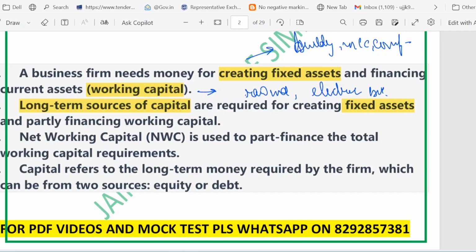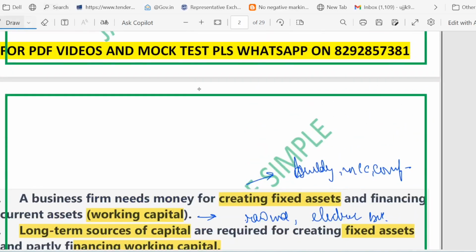What is a long-term source of capital? It means those sources of capital which are longer term, like a loan which you have taken for 15 years, 20 years, like that. And one more point: even a part of the working capital is financed through this long-term fund. Yes, it also finances working capital.